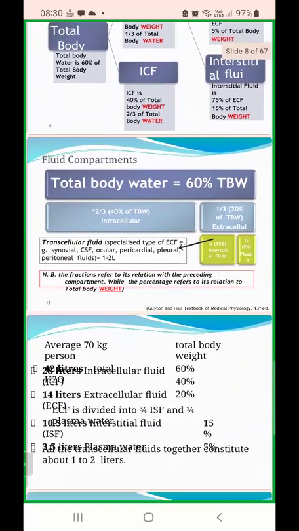So fluid compartments: total body water is 60% of body weight, two-thirds of the total body water is intracellular, and one-third or 20% is extracellular. Now, transcellular fluid is a component of extracellular fluid. It is a specialized type of ECF, for example the synovial fluid, the CSF, the ocular, pericardial, pleural, and the peritoneal fluid, and it comprises 1 to 2 liters. Now the fraction refers to its relation with the preceding compartment, while the percentage refers to the relation to the total body water.